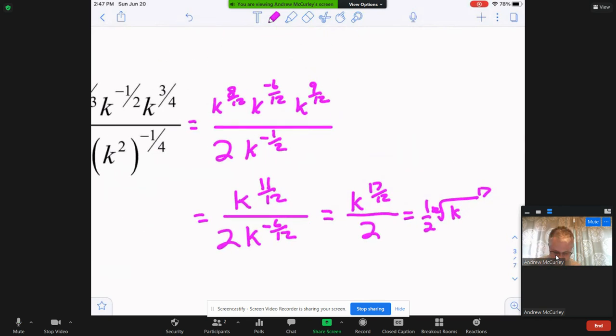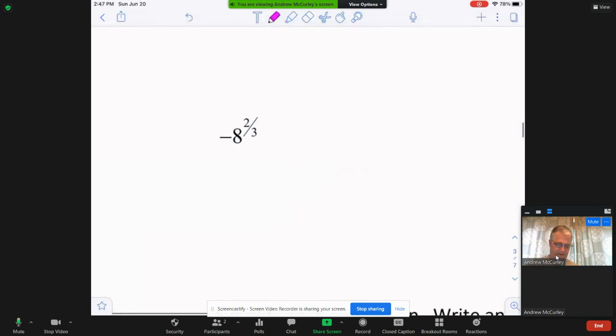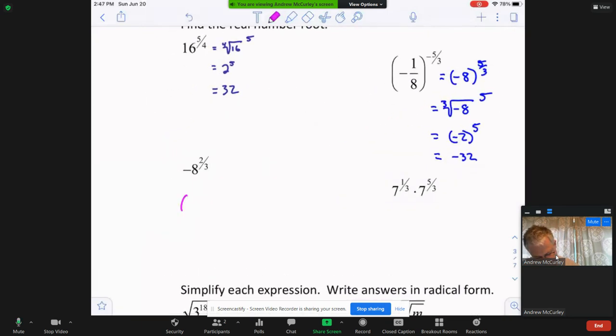All right, let's keep plugging. Same thing here. It's very similar to the 1/8 one, but this is going to be negative 8 to the 3rd root, and then you square it. So that's going to be negative 2 squared, which is going to be 4. You have to get to know those roots, the squares and the cubes. It's the way it is.